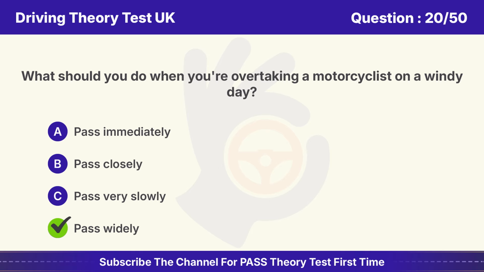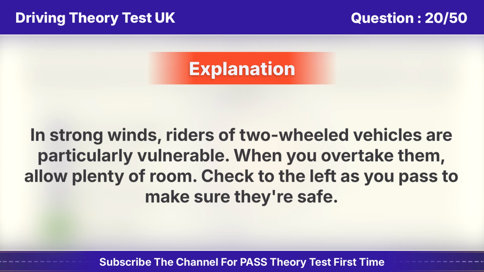Answer is D. Pass widely. In strong winds, riders of two-wheeled vehicles are particularly vulnerable. When you overtake them, allow plenty of room. Check to the left as you pass to make sure they're safe.